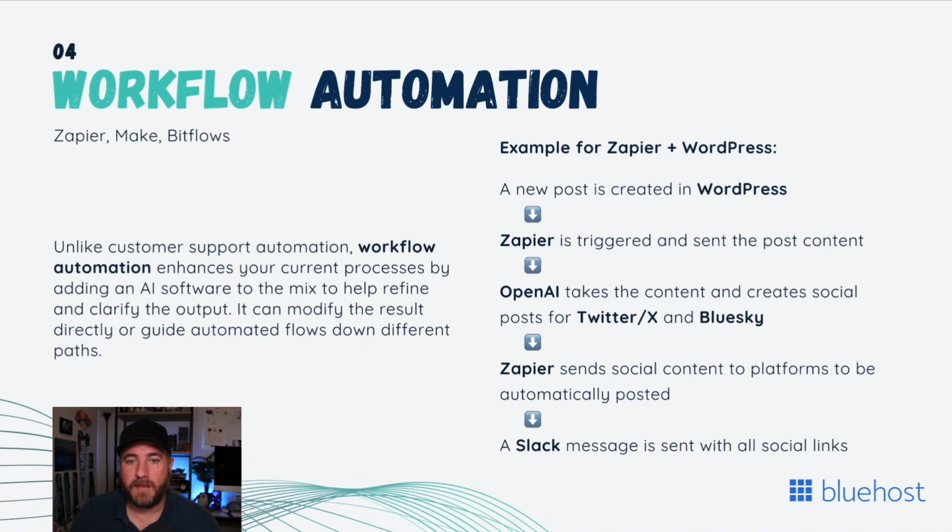And then those posts can automatically be posted by Zapier back to the platforms. And then maybe a Slack message can be sent that gives you all the links to the different posts. And so all you had to do there in that example is create the new post. And then this workflow will create all of the social posts for you once you have it set up. And OpenAI is taking care of taking the blog post content and turning it into social posts for you.